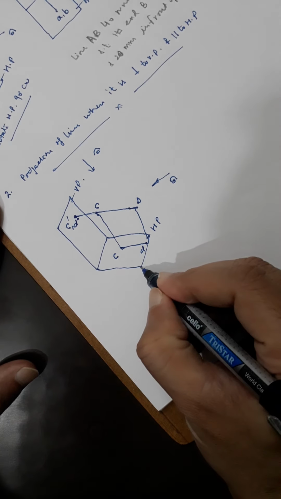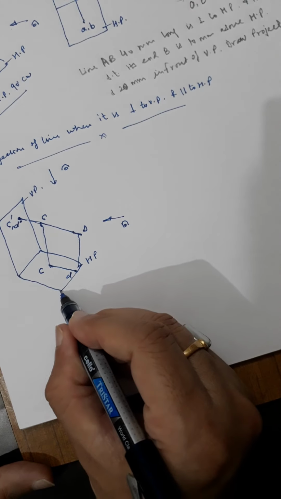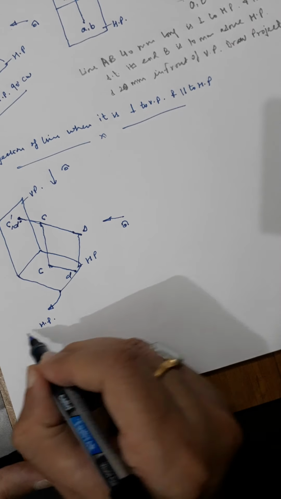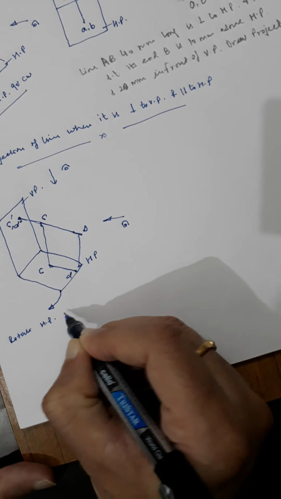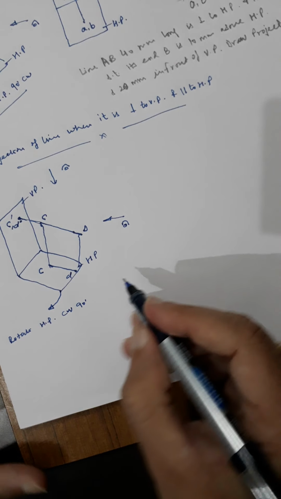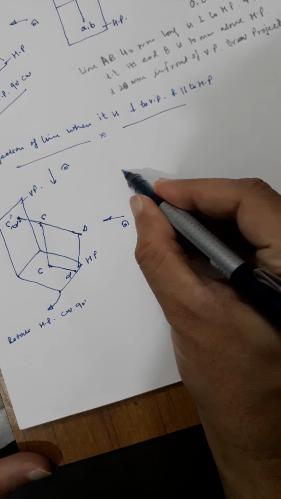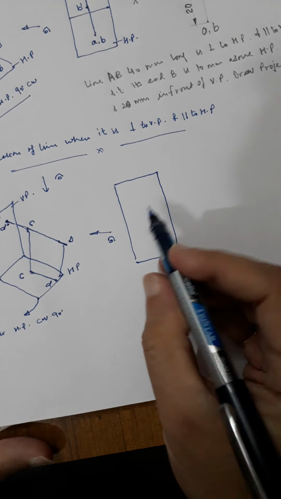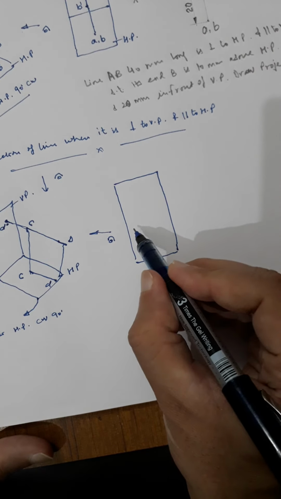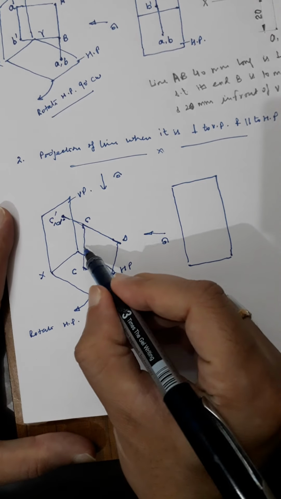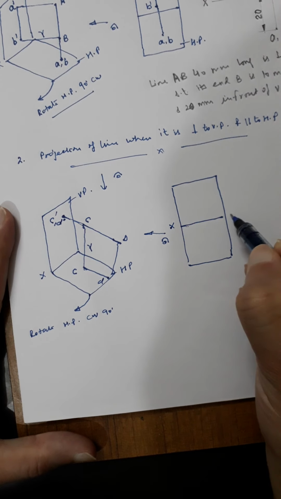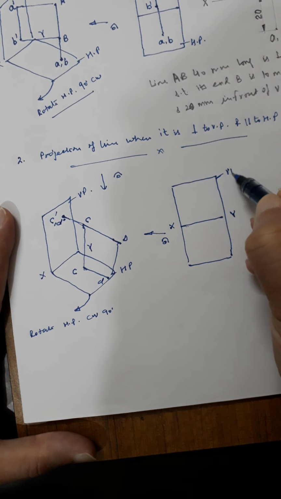Now when you rotate again, the rules remain the same. Rotate HP clockwise 90 degrees. Now what will happen? This will be like this. It will become flat. Both the vertical plane and horizontal plane will be coplanar. Okay, then this is XY. So this line will be XY now between VP and HP. So this is the vertical plane, this is the horizontal plane.